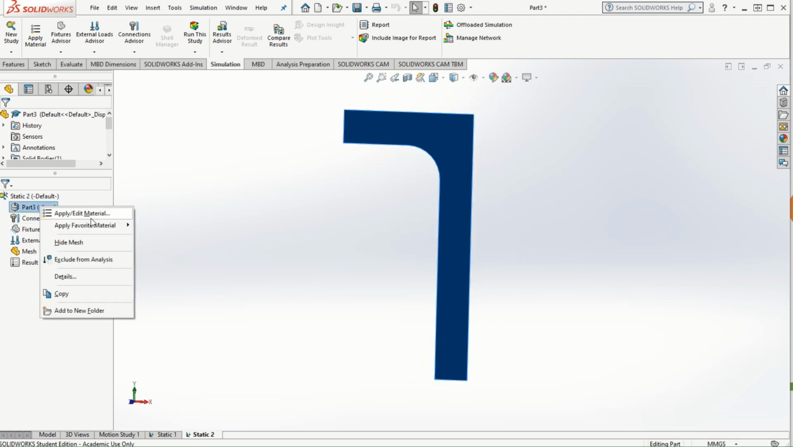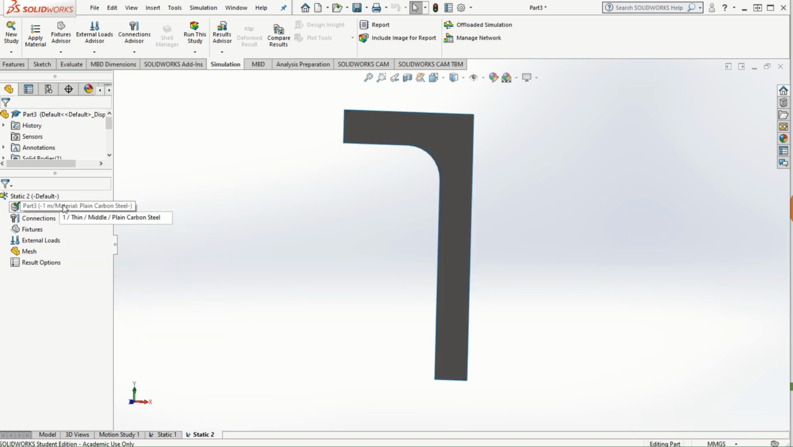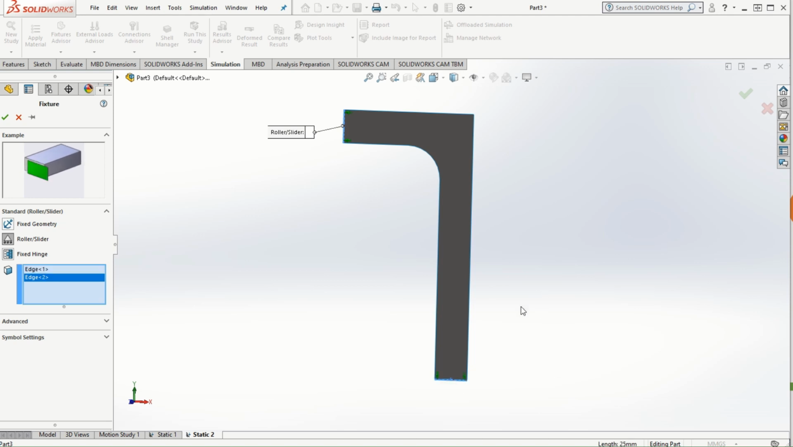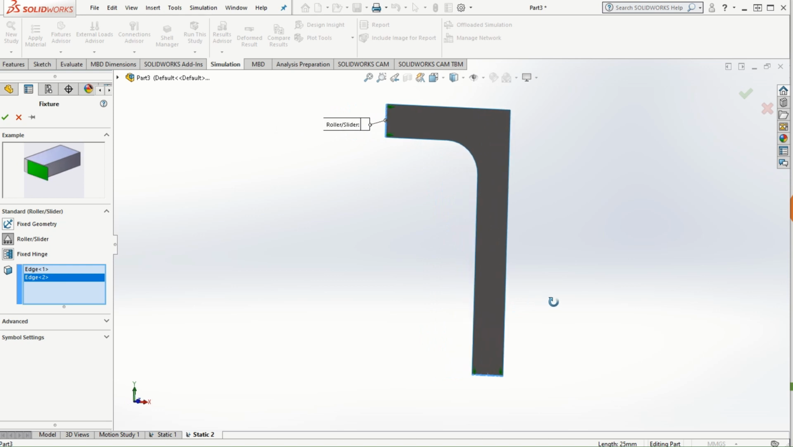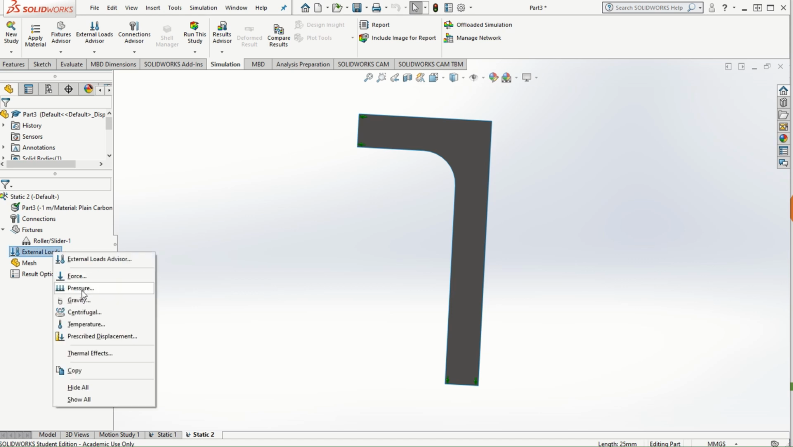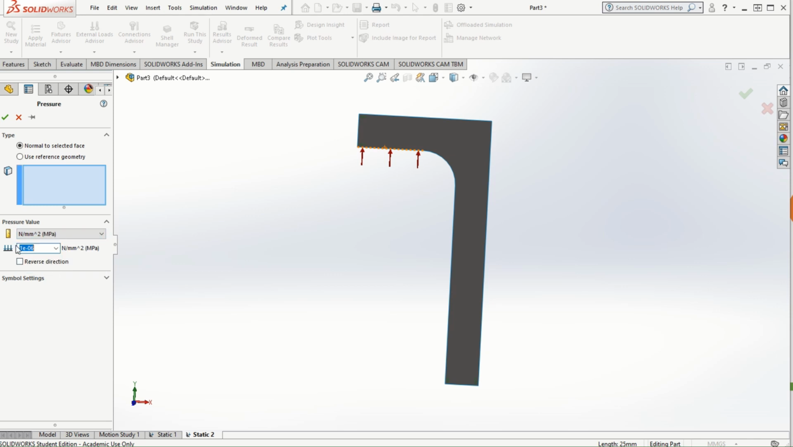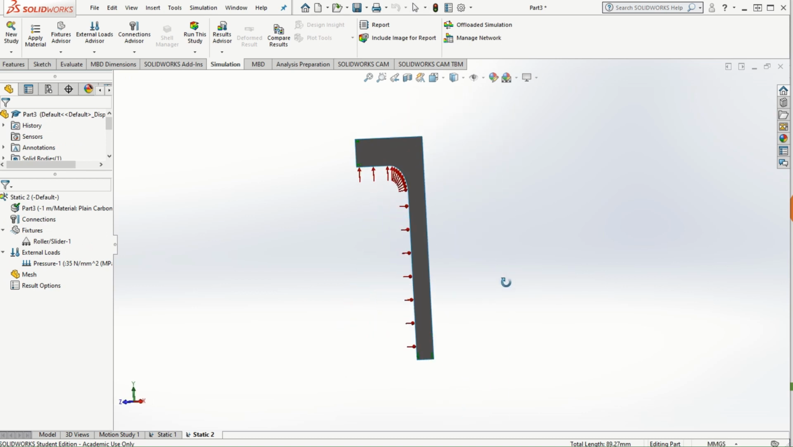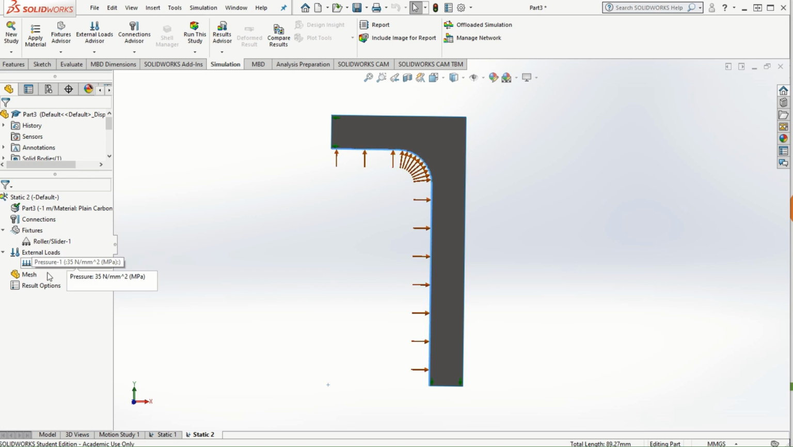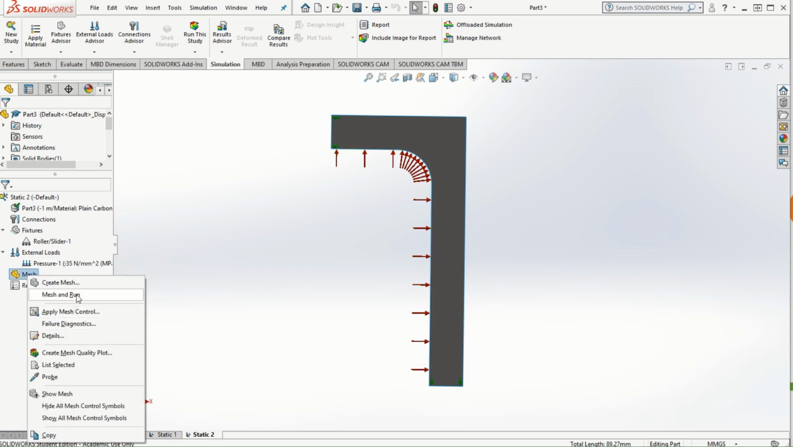Starting off with the part material, I'm going to use plain carbon steel, and for the fixture again I'm going to use the roller slider for this edge and the other edge, the horizontal edge. So only the edges which are supposed to be in continuation with the otherwise continuous body for this analysis. So that's that, and then click OK. External loads, let's use pressure. I'm going to change the units to megapascal, 35 megapascals, and use these three edges so that the pressure is acting normal, and then click OK. That pretty much defines the problem setup: the material, boundary condition, and the force, or sorry, the pressure. And then I'm going to use mesh and run.